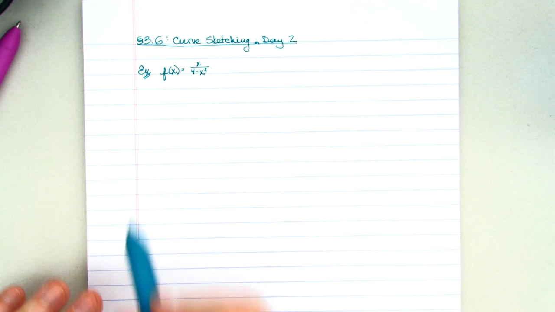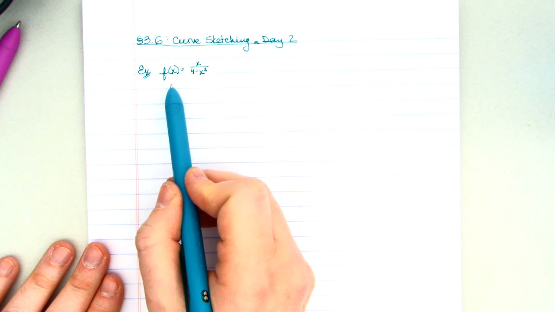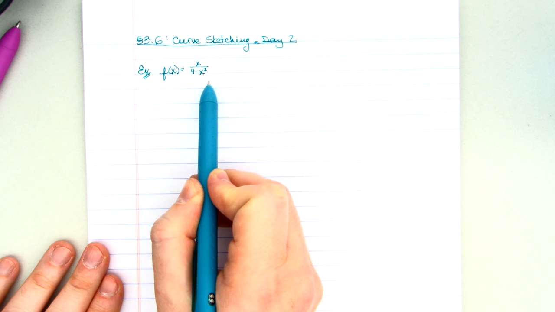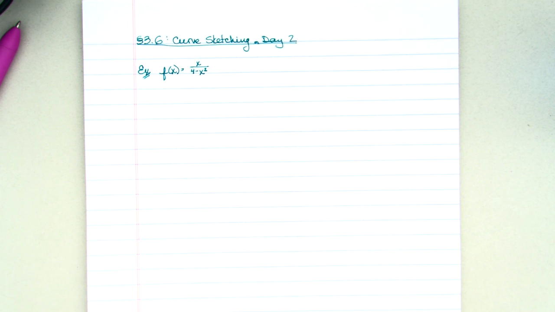I'd like to start by taking a look at the function f of x equals x over 4 minus x squared. So I had f of x twice, sorry about that. It is a rational function. And my first question for you is, are there any vertical asymptotes? And if so, what are they?